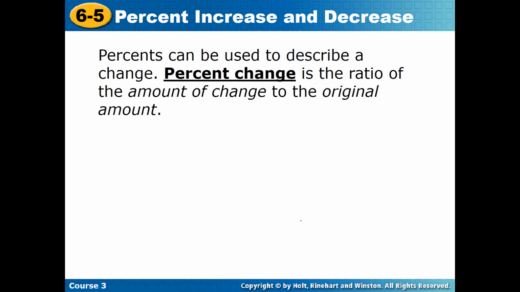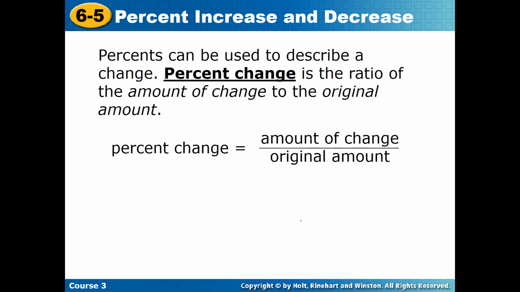Percents can be used to describe a change. Percent change is the ratio of the amount of change to the original amount. So since it's talking about a ratio, that means that we are going to be using a fraction. And this is our percent change formula. Now we're going to add one thing to this formula. Doesn't show that within the PowerPoint, but it does refer to it. It does talk about it, and I will show you that when we get to some questions.